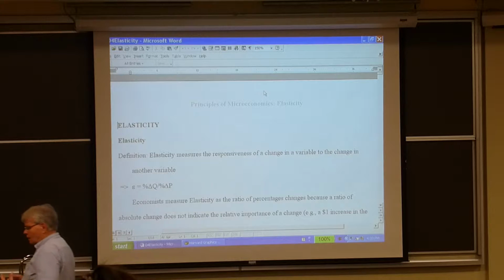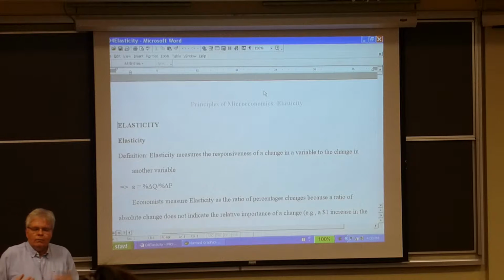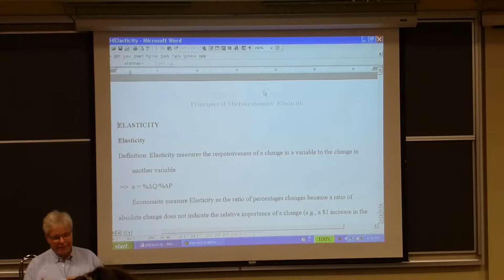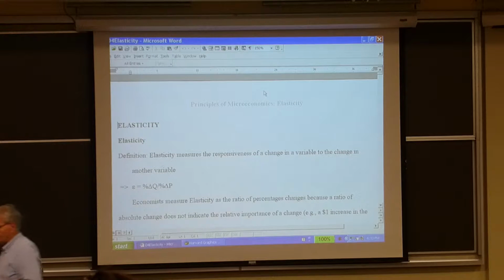Elasticity is first articulated really by this guy Marshall, around 1890. And what he wants to do is show what he calls the responsiveness of quantity demanded to price. Now I'm going to show it to you in a specific way, which is in fact incorrect, in a sense, because it doesn't get the secret, the measure, but it gets the idea. But you've got to be careful with it, as we're going to see.